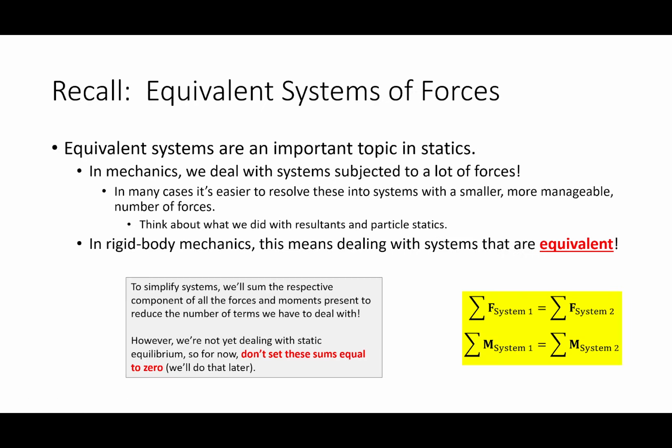Okay. So what we're going to do is extend our discussion last time about equivalent systems into the third dimension. So the idea is, can we develop a new system of forces from a given system of forces that has static equivalency? In other words, do the sum of the forces in system 1 and the sum of the moments in system 1 equal the sum of the forces and moments in system 2? We're going to, again, right now, we are not setting these equal to 0 and solving for unknowns. We're going to start that on Friday. The goal in that aspect is to figure out what unknown forces are needed to attain equilibrium.